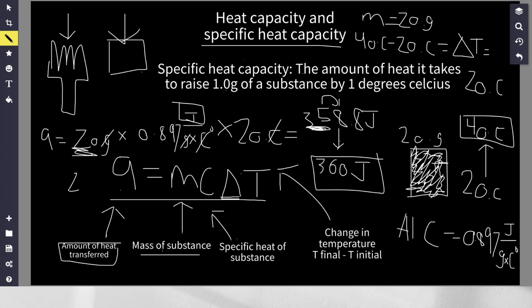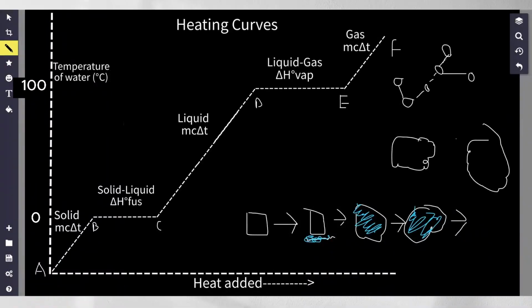So you can see how this formula is really useful if you want to calculate how much heat energy is required to raise the temperature of a given mass of a substance by a certain amount. Let's talk about heating curves. So we're looking at a heating curve of water. And this just shows the relationship between the heat added to our water and the temperature of the water.